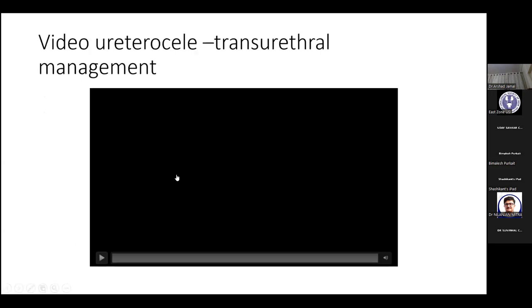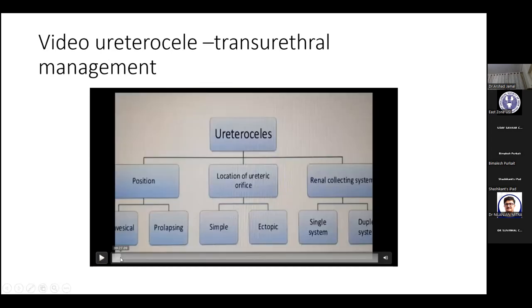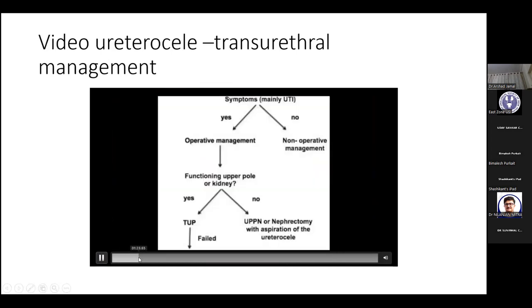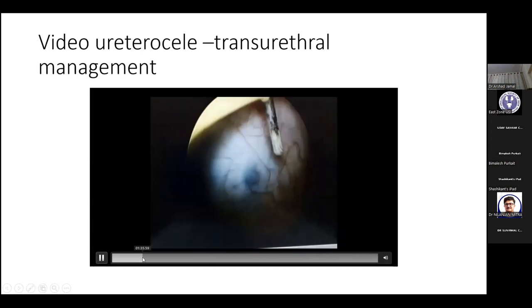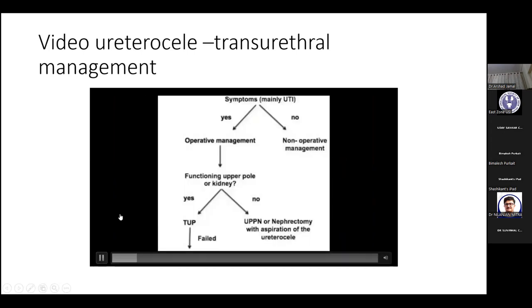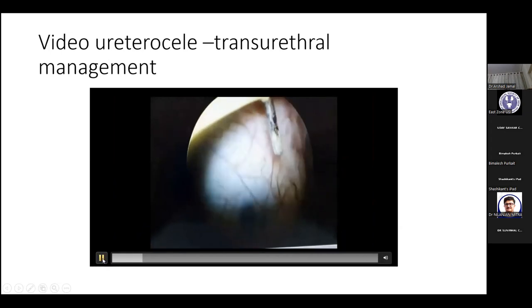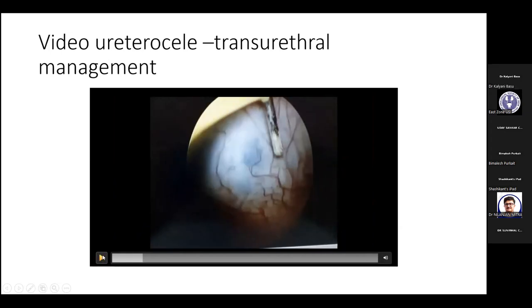So this is the surgical video of ureterocele management, only for the transurethral approach. So for the students, this is a cystoscopic presentation of a globular swelling inside the urinary bladder of a 12-year-old child.